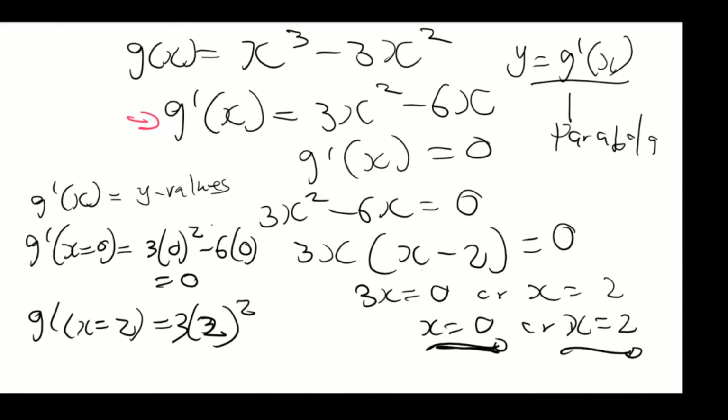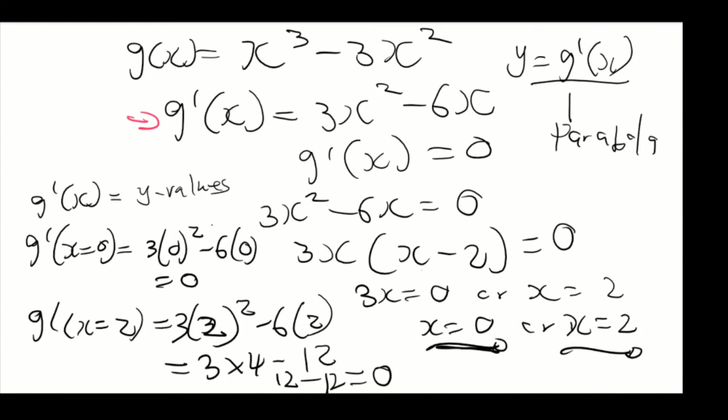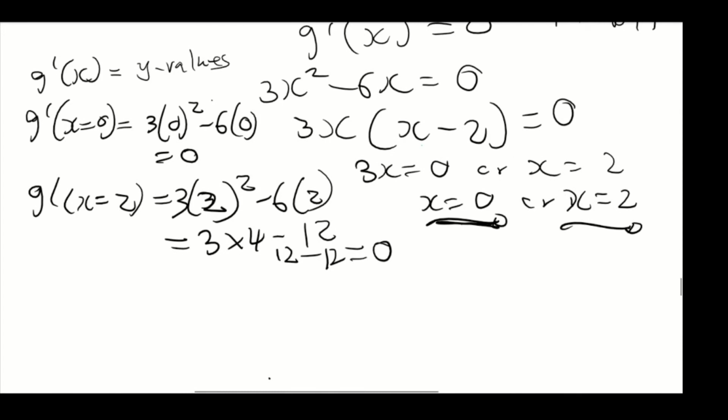Squared, and then there's 3 outside, minus 6 into 2. So you're going to get 3 times 4 minus 12, which 3 times 4 is 12, so it's going to be 12 minus 12 being equal to 0. So this confirms now that when x is equal to 0, y is equal to 0. When x is equal to 2, y is equal to 0.